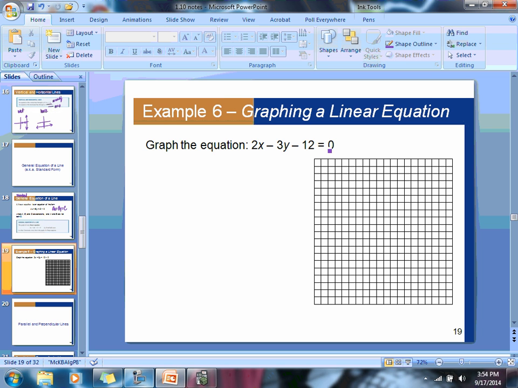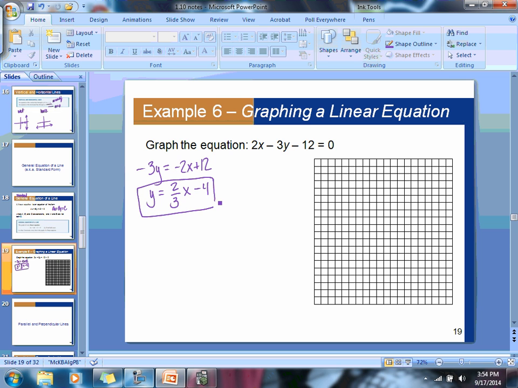So I'll do both. If we're going to solve for y, I'd have to subtract the 2x over and add the 12 over. So I'd have negative 3y equals negative 2x plus 12. And then I'd have to divide everything by negative 3. So y equals a positive 2/3 x, and then a minus 4 when I divide by that negative 3. So that's the equation of the line in just a different form.